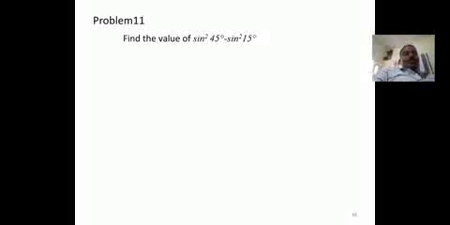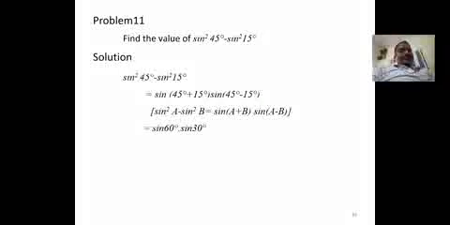Similarly, sine square 45 minus sine square 15, this is also the same, sine of A plus B into sine of A minus B, sine of 45 plus 15, that is sine 60, into sine of 45 minus 15, that is sine 30. Sine 60 is root 3 by 2 into sine 30 is 1 by 2. Root 3 by 4 is the required result of this one.